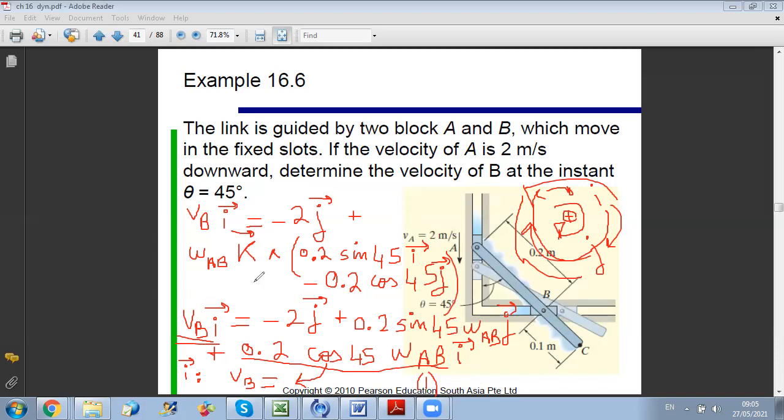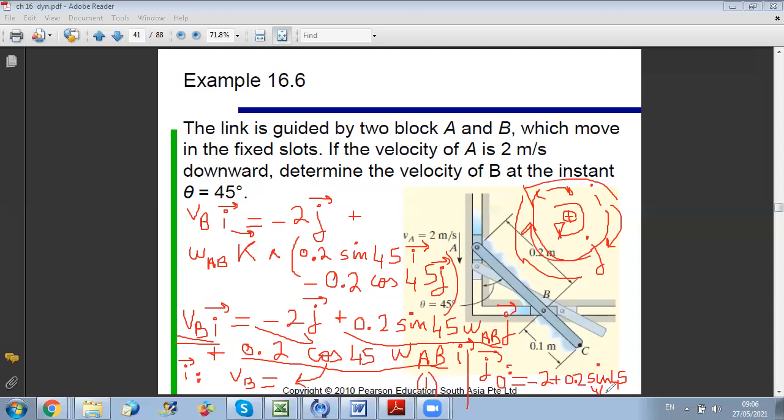The second relation is by comparing along J. By comparing along J, what do we have? From the left side, I have 0J. So 0 equals, from the other side, I have these two terms, minus 2 and 0.2 sine 45 omega AB. So I can put 0 equals minus 2 plus 0.2 sine 45 omega AB. You can see that the second equation will have only one unknown, which is omega AB. So I can get omega AB from the second equation.